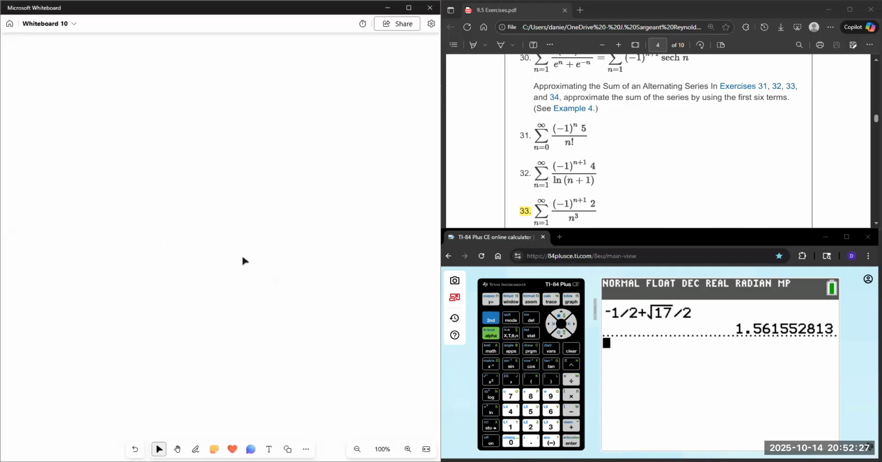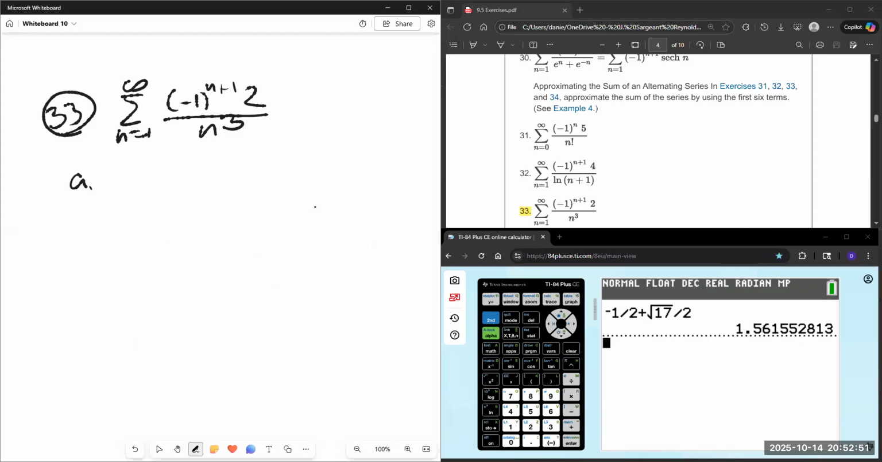Now, 33 asked me to approximate the sum of the series by using the first 6 terms. So 33 says summation from n equals 1 to infinity, negative 1 to the n plus 1, 2 over n cubed. So I'm going to say that a_n is negative 1 to the n plus 1 times 2 over n cubed. a_1 is, that'll be an even power, so that'll be positive. 2 over 1 is 2.